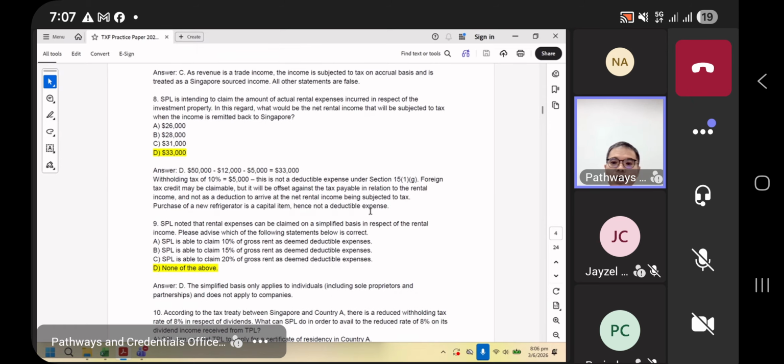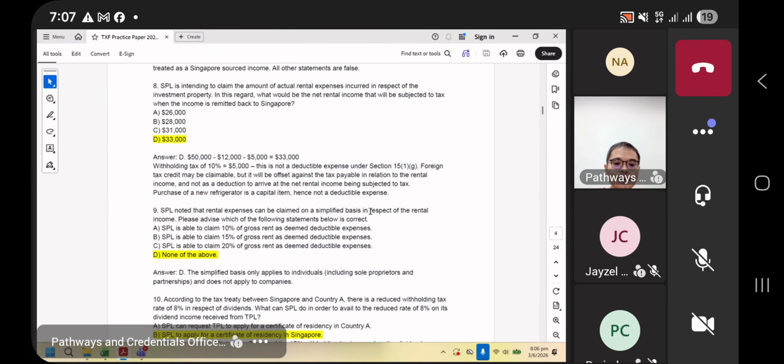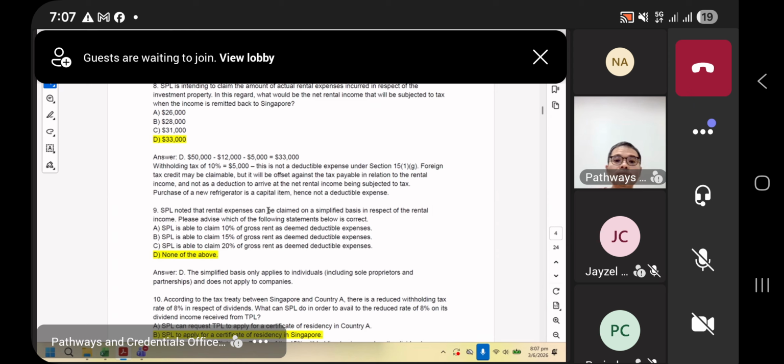Okay, then on question 9, SPL noted that rental expenses can be claimed on a simplified basis in respect of the rental income. Please advise which of the following statements below is correct. Whether you can claim 10% of gross rent, 15% of gross rent, or 20% of gross rent, or none of the above. Okay, the answer is none of the above.